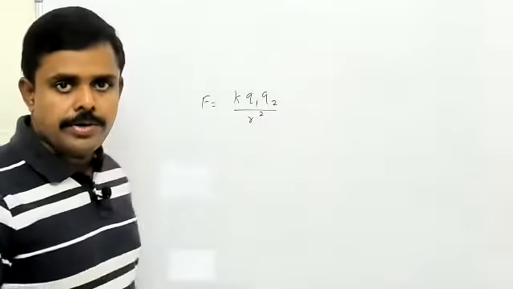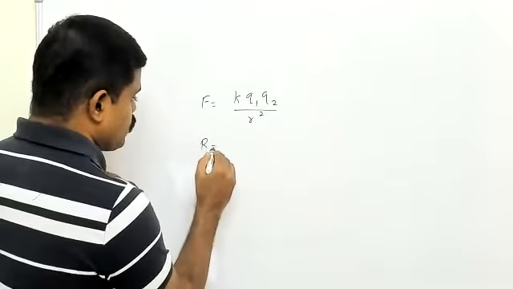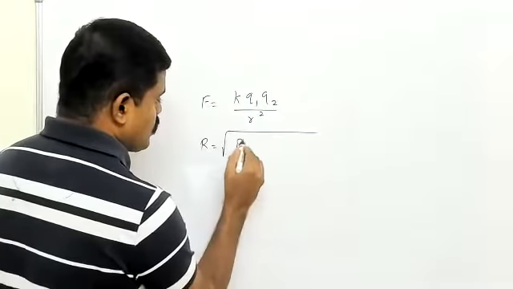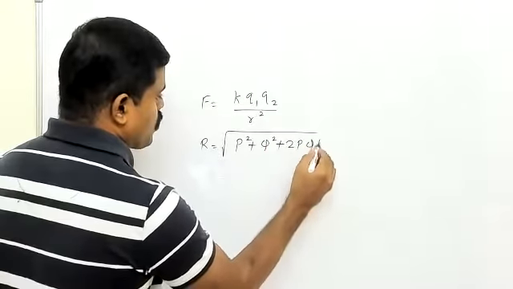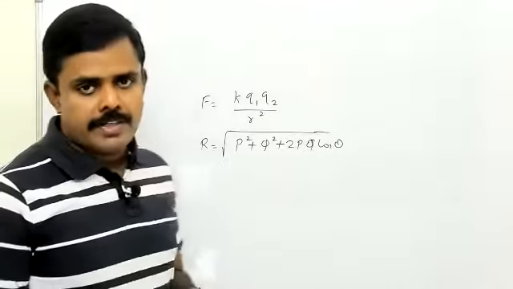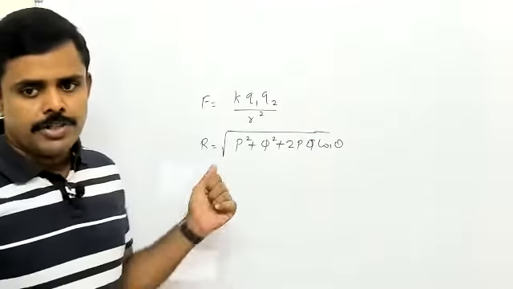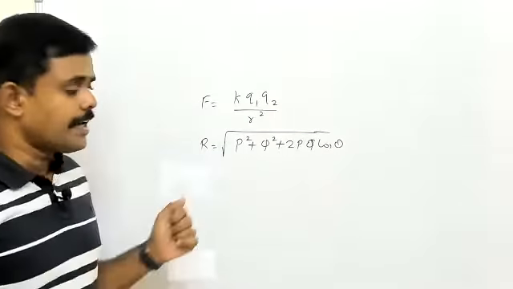That is one thing you need to know. The second thing is, the resultant of two vectors is given by root of P square plus Q square plus 2PQ cos theta. When two vectors are added, force is a vector quantity, right? Force has a certain direction associated with it. So force is called a vector quantity. Anything that has a direction is called a vector quantity.